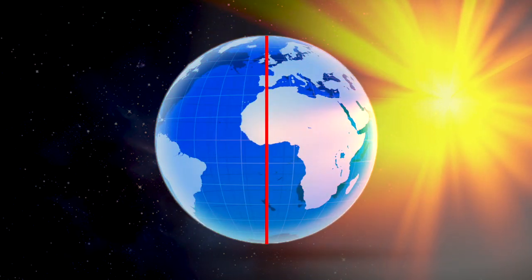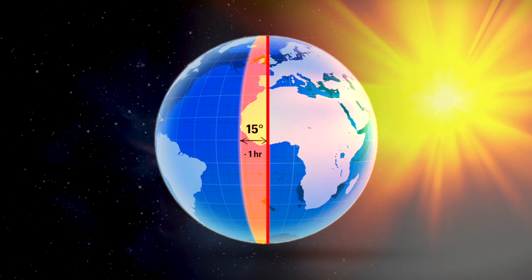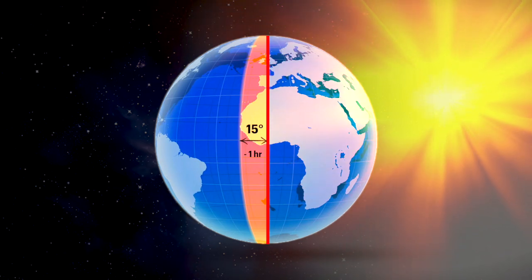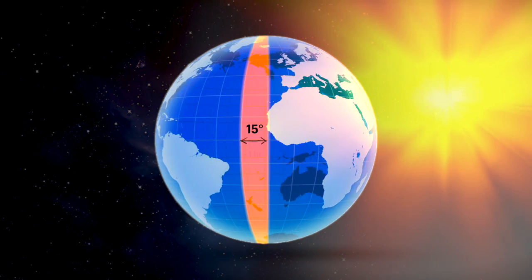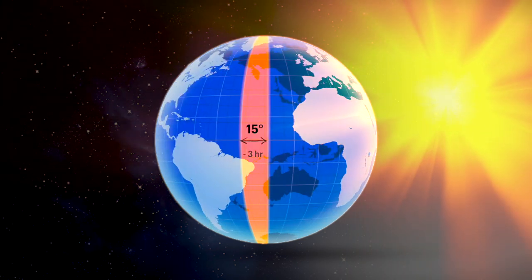Time zones are typically 15 degrees of longitude apart, each representing 1 hour of time difference from GMT. In this illustration, we are moving left of GMT across the Western Hemisphere, so we deduct an hour for each 15-degree rotation.